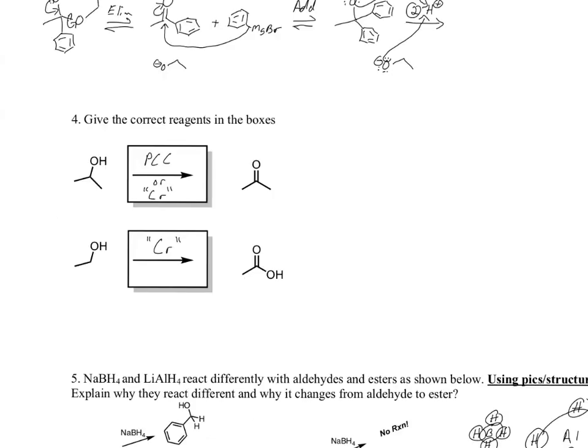Oxidation reactions, secondary alcohol to a ketone, you're oxidizing 1 CH bond. So you can use PCC or anything with chromium would work. Either one would be fine here. Primary alcohol to carboxylic acid, you need to use chromium because that chromium can oxidize 2 CH bonds. There's 2 CHs right here. If I just wanted to oxidize 1 CH bond and make an aldehyde, I'd use PCC in this case.